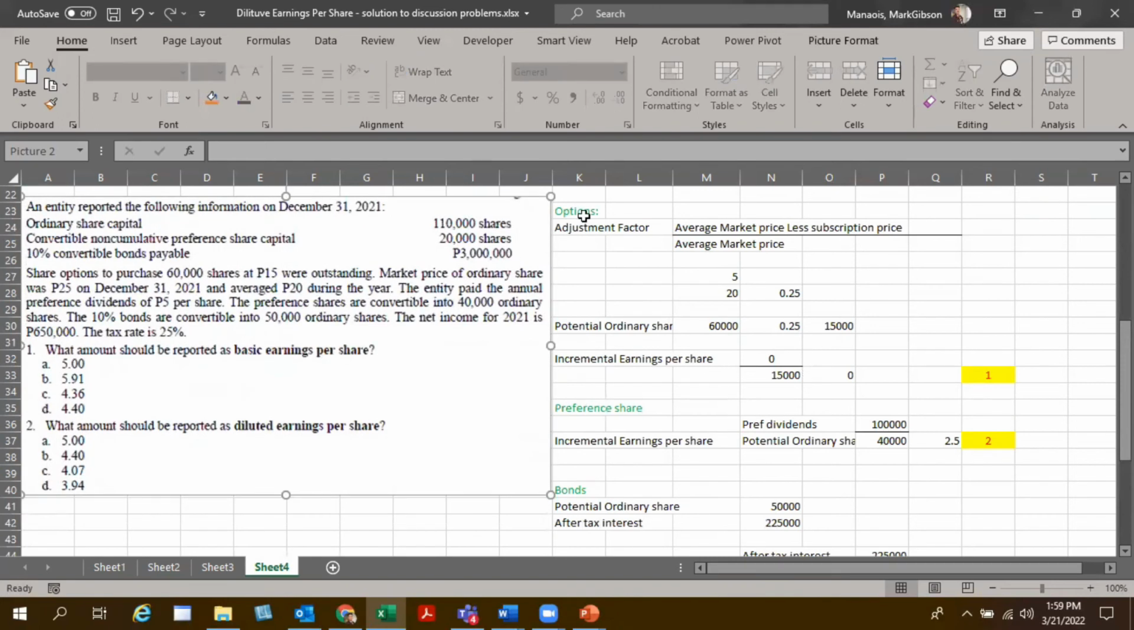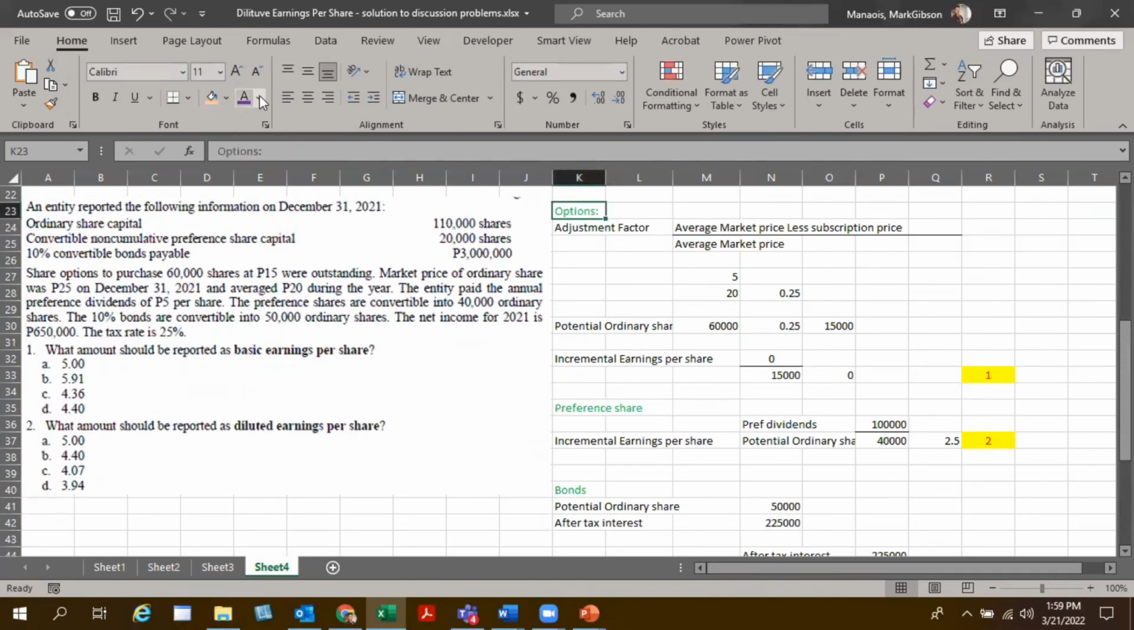Options muna tayo. Adjustment factor, it's the average market price less the subscription price over the average market price. So it's 5, paano na-compute yung 5? That's 20 average less 15. So that's 5 over the average of 20. So that's 0.25. Potential ordinary shares, so that's 60,000 multiplied by the adjustment factor of 0.25 or 15,000.